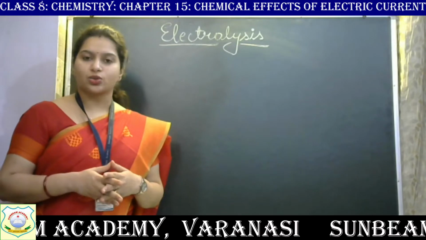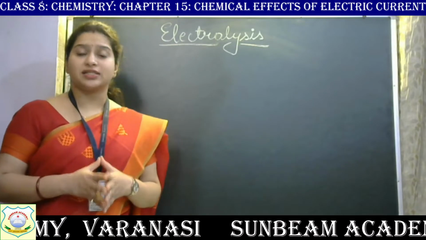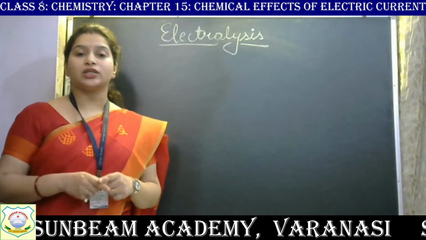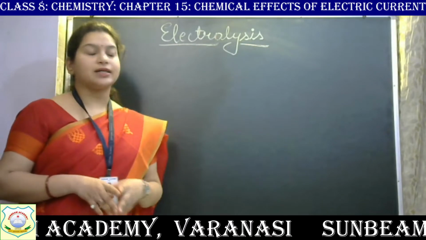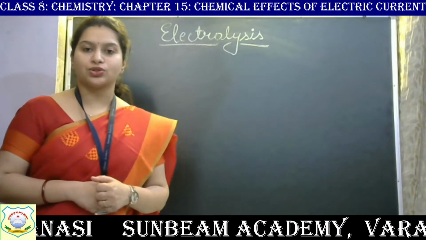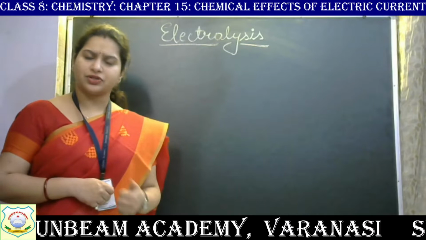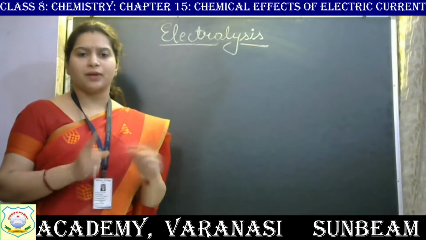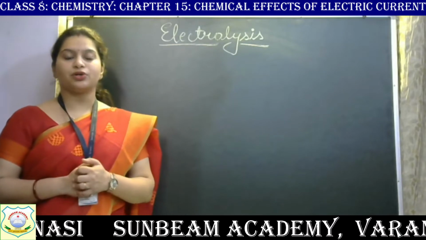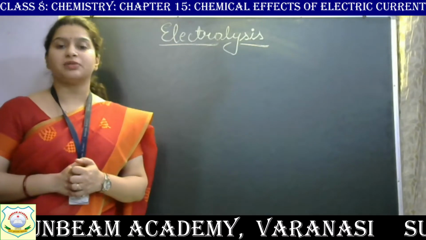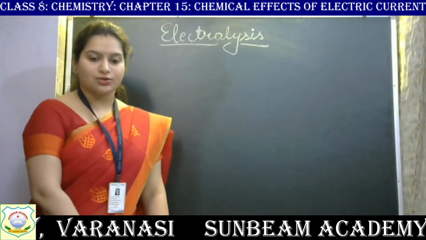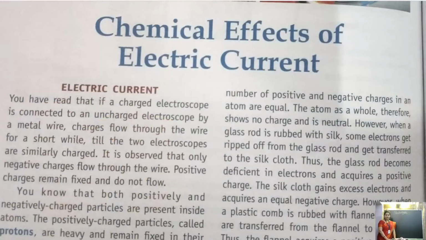So let's quickly go to the chapter and see what is written in the chapter, and then we'll continue with today's topic, that is electrolysis. First we'll go through the chapter, and then we'll come back to our new topic. Okay. Children, please open your book. Open chapter number 15, chemical effects of electric current. Okay. So now I'm going to share the PDF first.